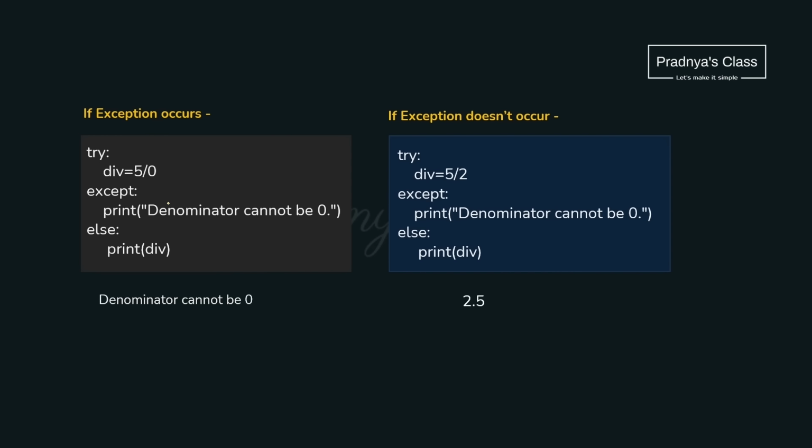Look at this example. When we are trying to divide a number by 0, an exception will get raised. We will come to the except block. That's why we are getting this message. But in this case, it is perfectly fine. The exception will not be raised. It means we will come to the else part. In that we are printing the result. That's why 2.5 is the answer. Hope you understood it. When an exception occurs, we will go to the except block. But if it is not raised, we will come to the else part.